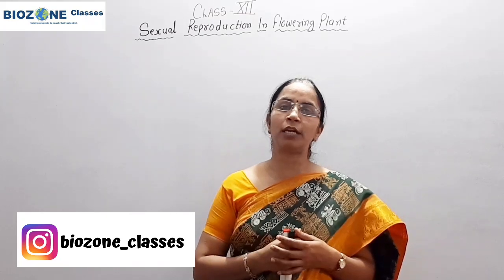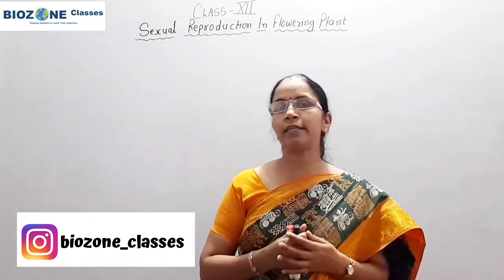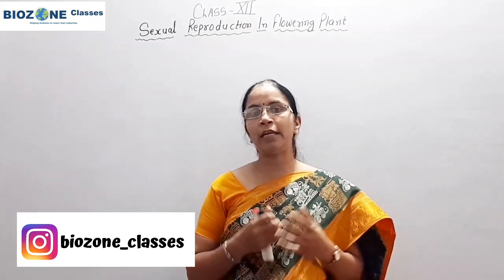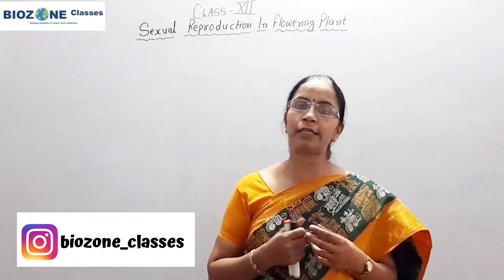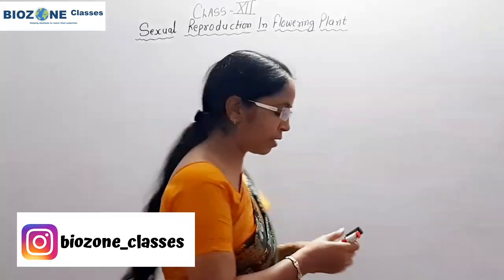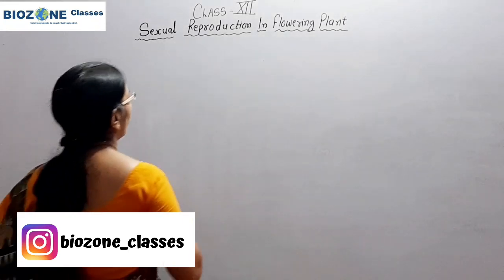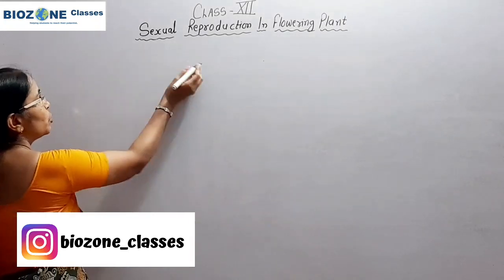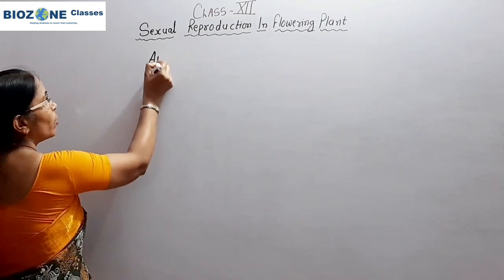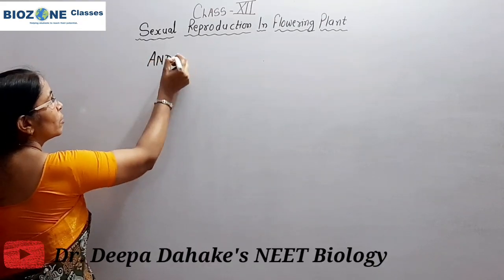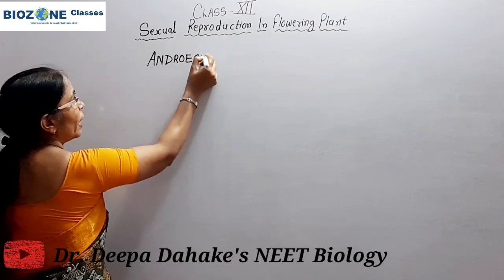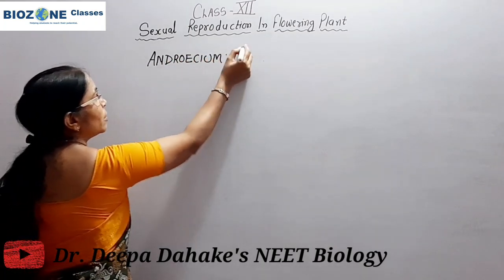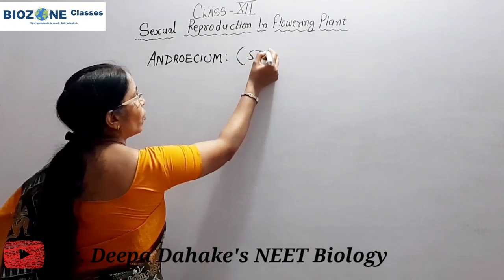In today's session we discuss the second part of sexual reproduction in flowering plants, that is the androecium and its structure, or you can say the stamen and its structure. So let's directly begin with the topic. Androecium, as you know, we already discussed. It is the third whorl of the plant, and secondly it is the male reproductive organ.